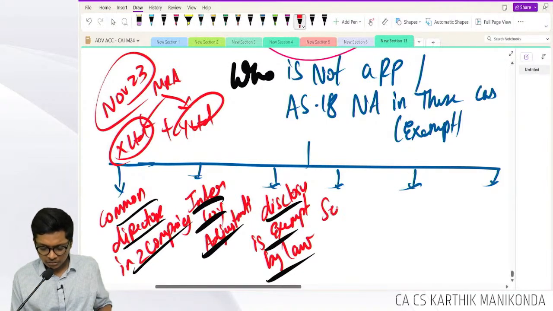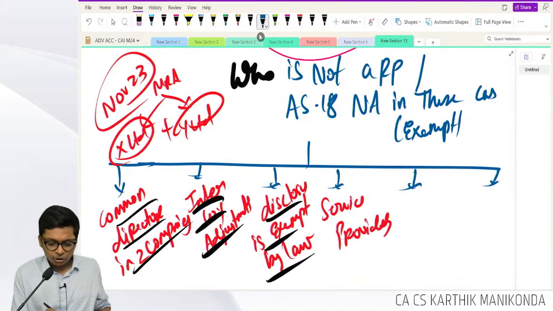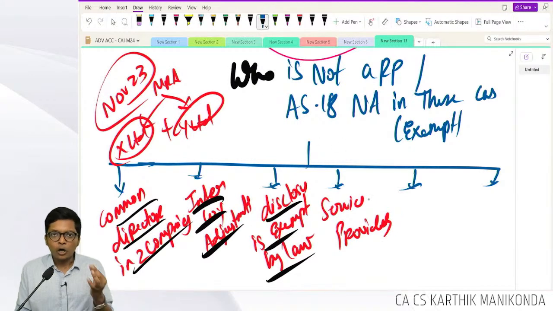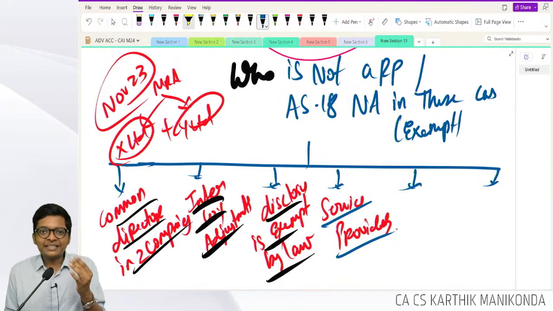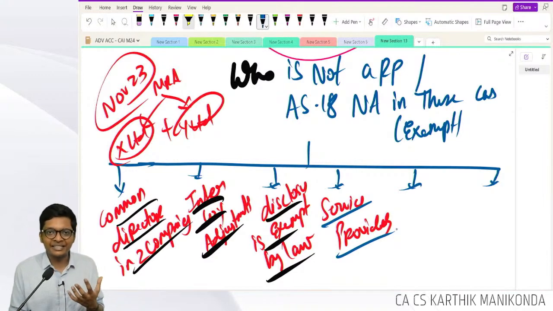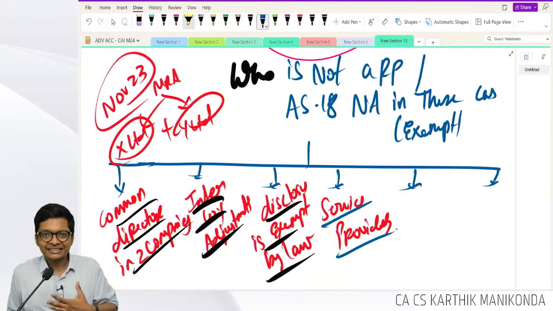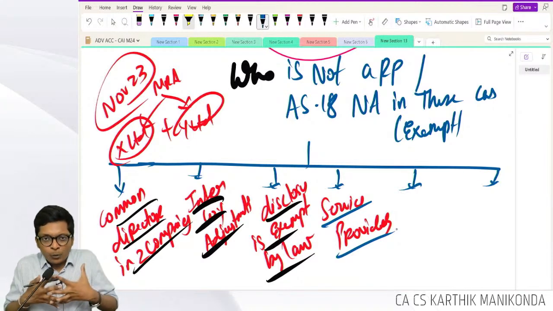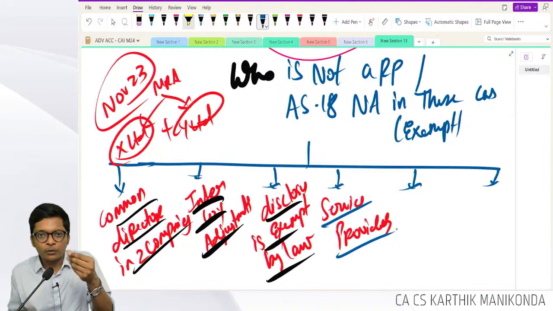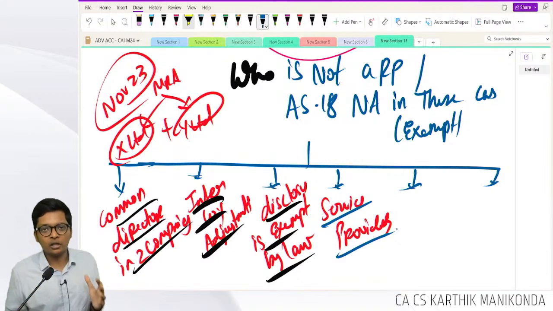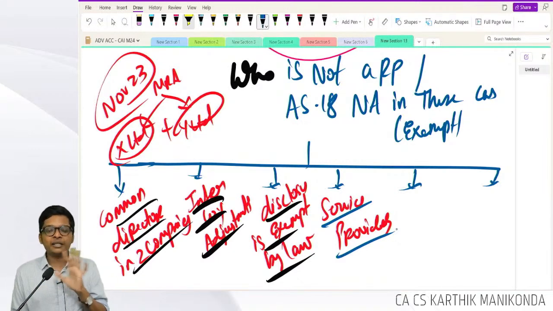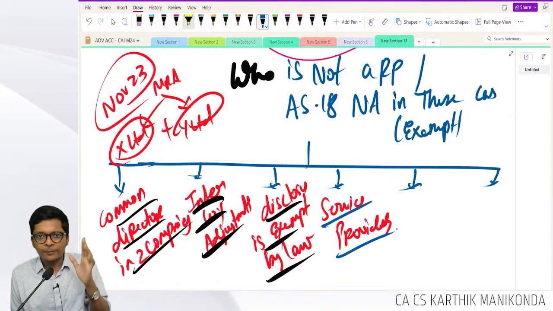Next, service providers or utility providers. For the entity, the corporation is giving water. For the entity, an electricity bill is generated. TNEB gives electricity. All these are service providers or utility providers for which I am paying water tax, electricity bill, all of that. We are not related parties, even though he is the only person who can do it.